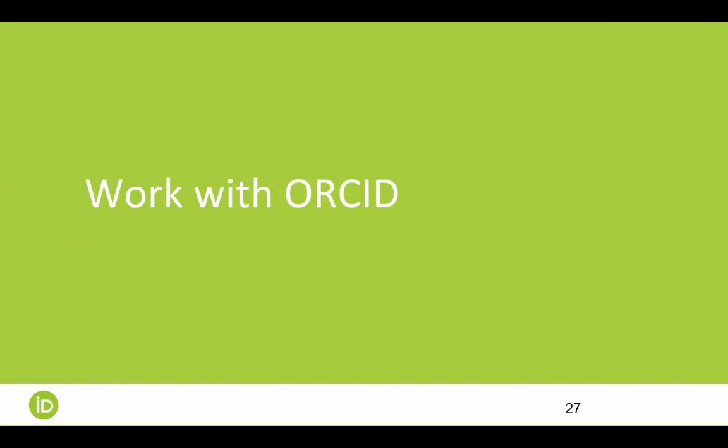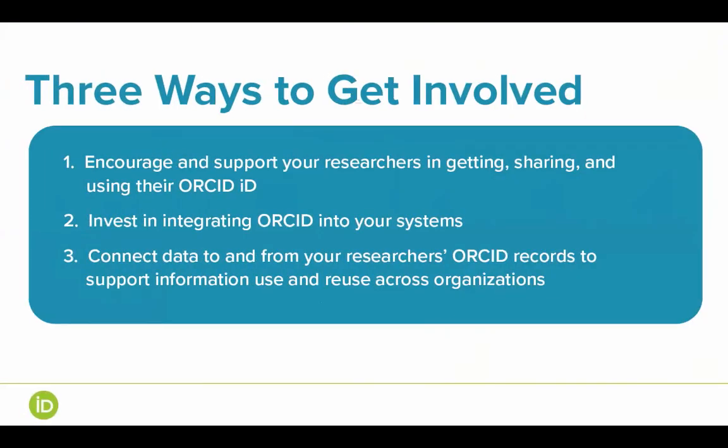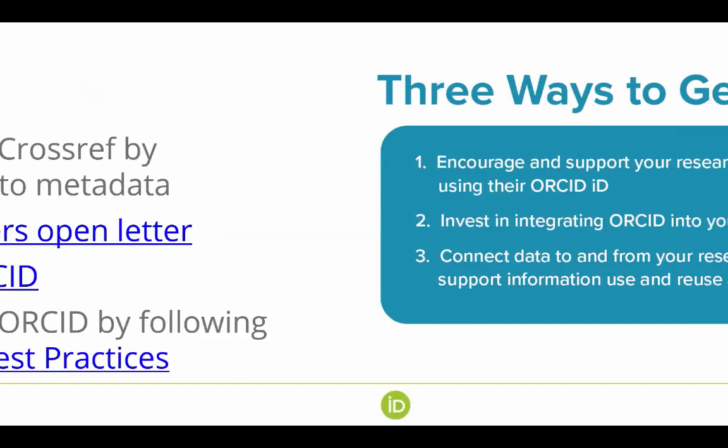In the next section, I'm going to share more about how to work with ORCID. There are three ways to get involved. The first is to encourage and support your researchers in getting, sharing, and using their ORCID iD. That's very important. The second is investing in integrating ORCID into your system. We welcome all members or non-members to start from testing sandbox integrations to give you a clearer picture of how to integrate with ORCID. And the third is that once your integration is live, try to connect data to and from your researchers' ORCID records to make information use more automatic and allow reuse across organizations. And take action.